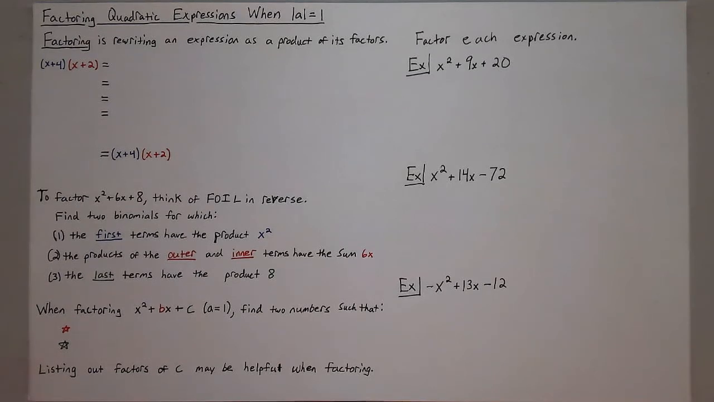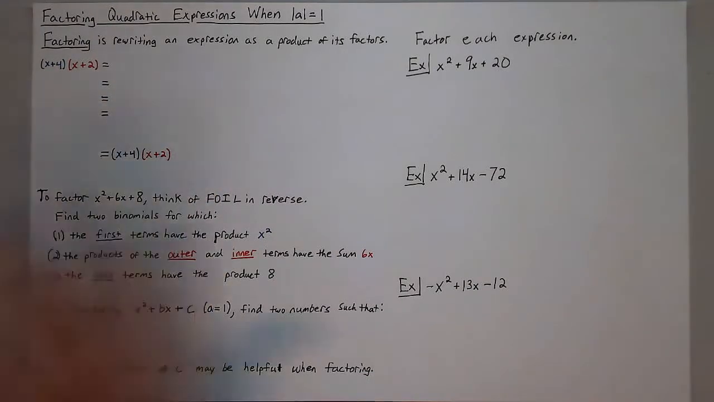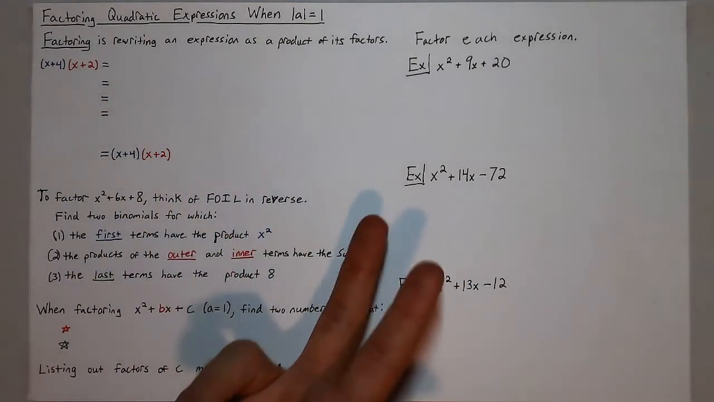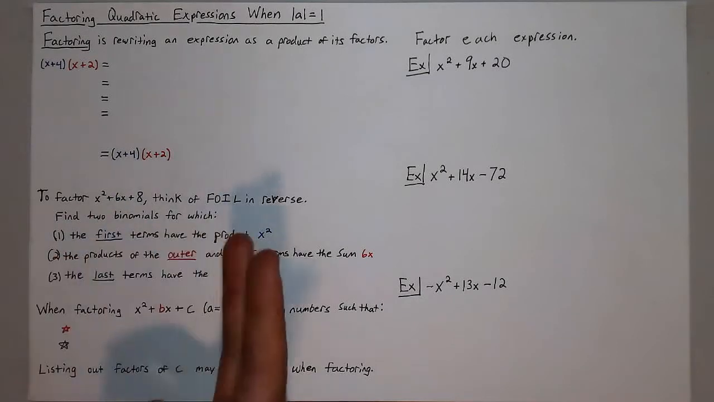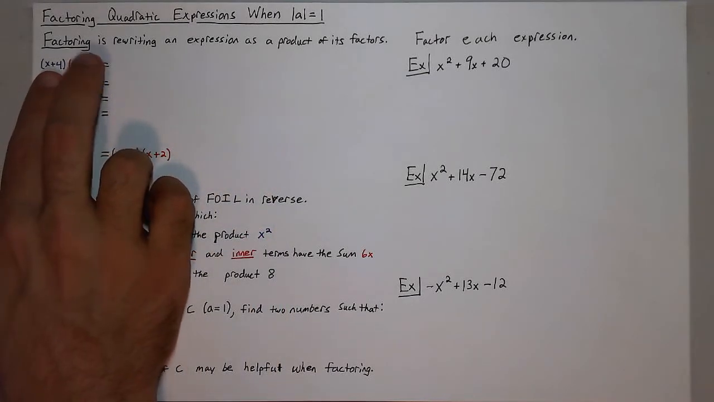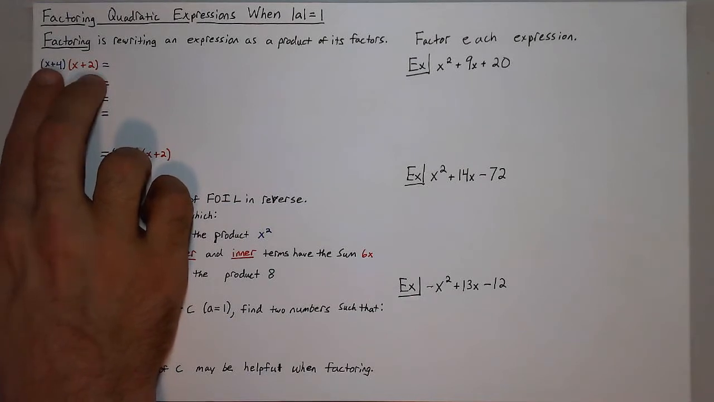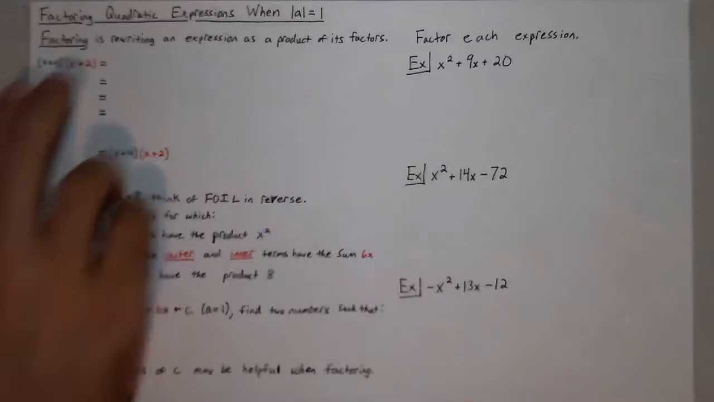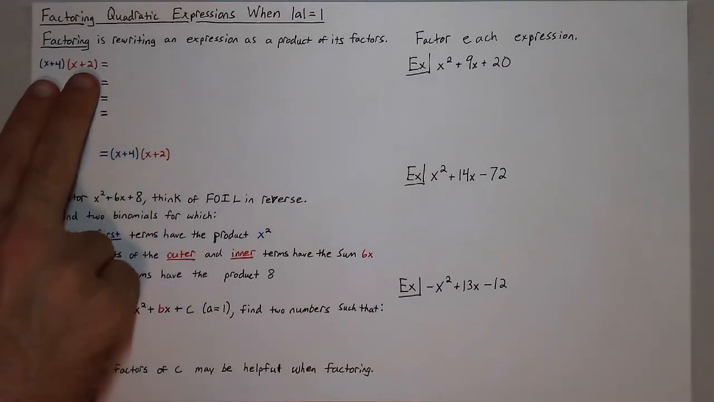In this video, we are going to learn how to factor quadratic expressions when the leading coefficient is either 1 or -1. Now, factoring is rewriting an expression as a product of two factors. Now let's talk about what a product of two factors looks like. It looks like x plus 4 times x plus 2, where one factor is x plus 4 and the other factor is x plus 2. So this is what the end goal of factoring a quadratic would look like.